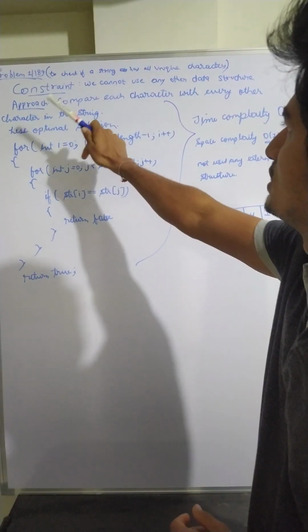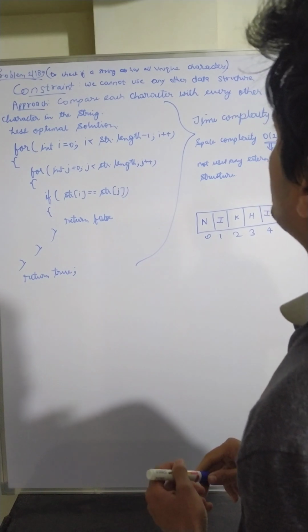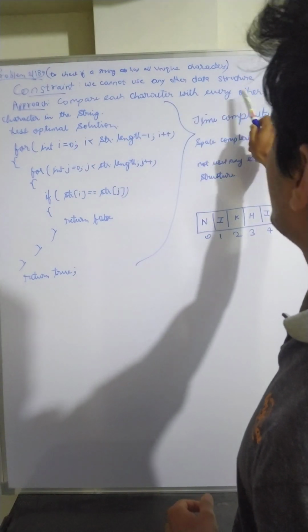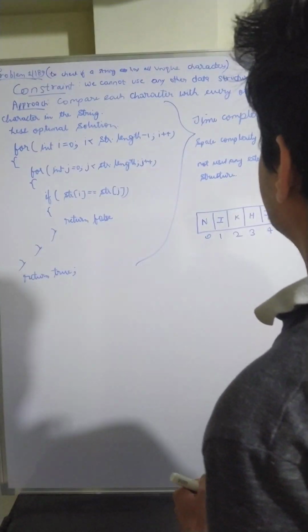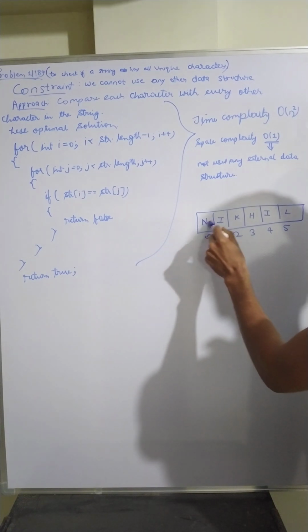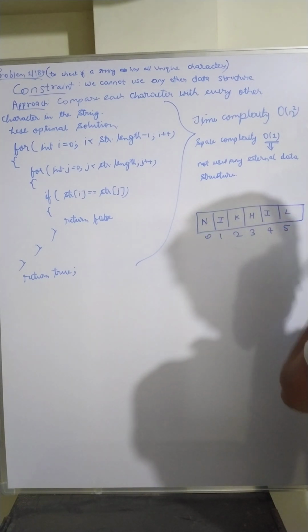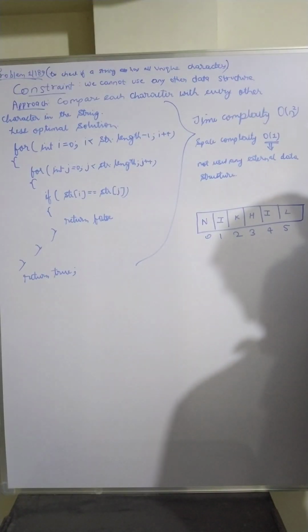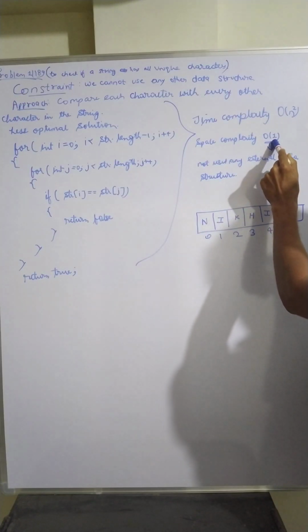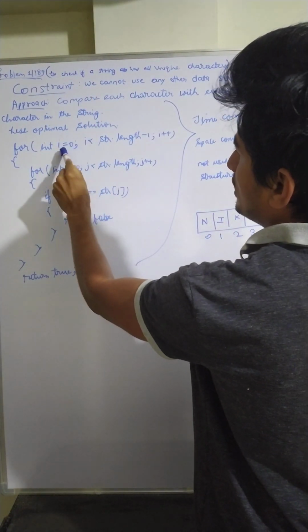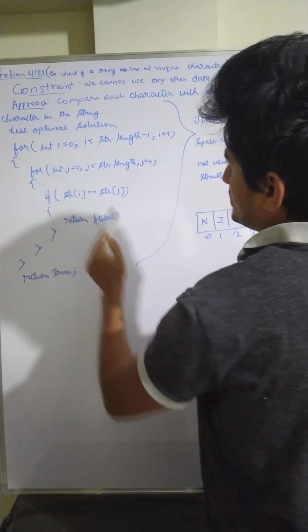But the same problem with a constraint that we cannot use any other data structure. So for this, the approach would be to compare each character with every other character in the string. The time complexity for it will be big O of n square. Space complexity will be big O of 1. It's a constant because we are not using any other external variable. We are just using an integer i and integer j.